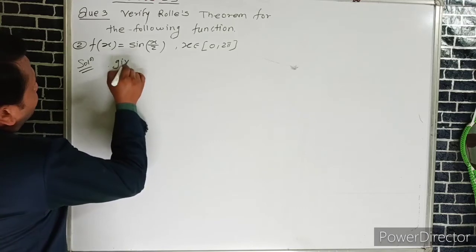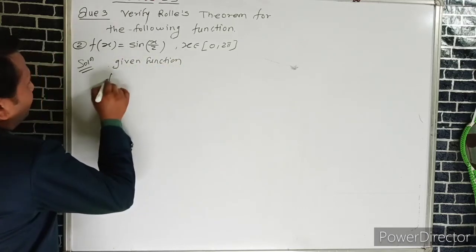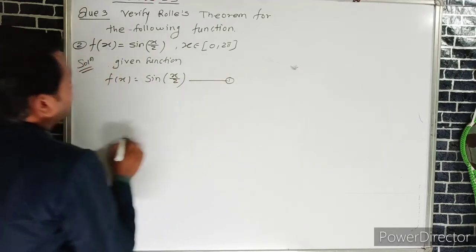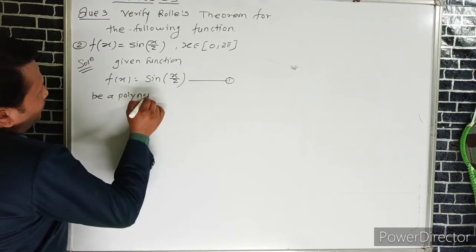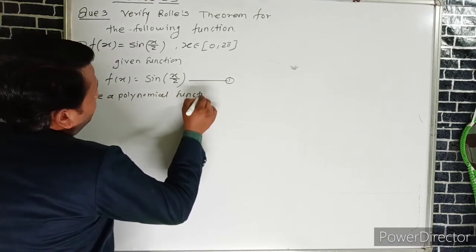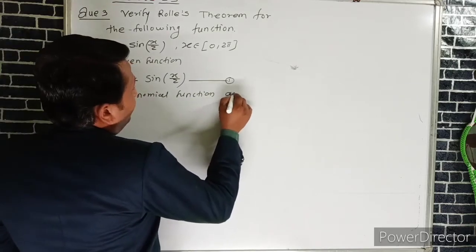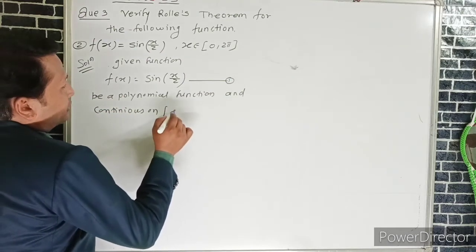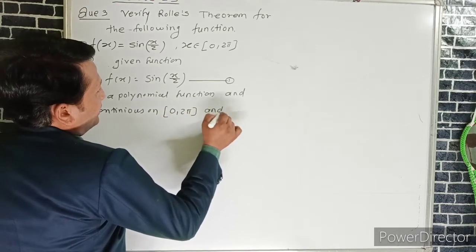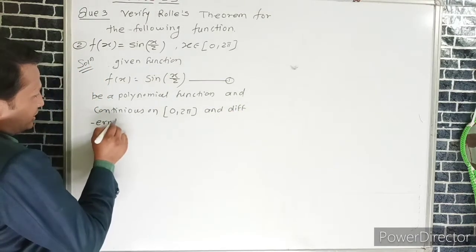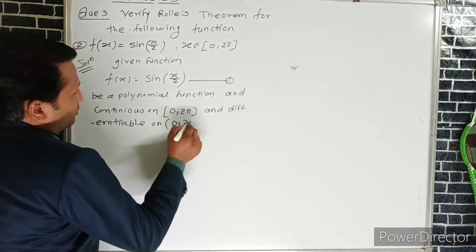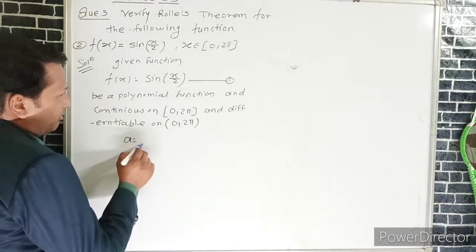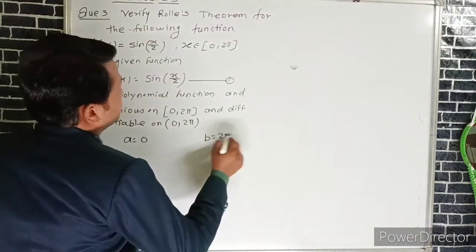the given function f of x is equal to sin of x by 2, which is equation number 1, be a polynomial or trigonometric function and continuous on the closed interval 0 comma 2 pi, and differentiable on the open interval 0 comma 2 pi, such that we can say a comma b, here the value of a is 0 and the value of b is also 2 pi.